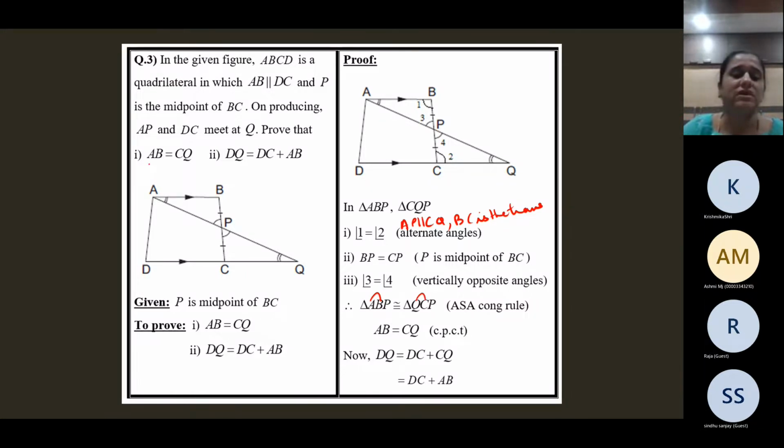See, here AB is equal to CQ. AB is equal to QC, by CPCT.